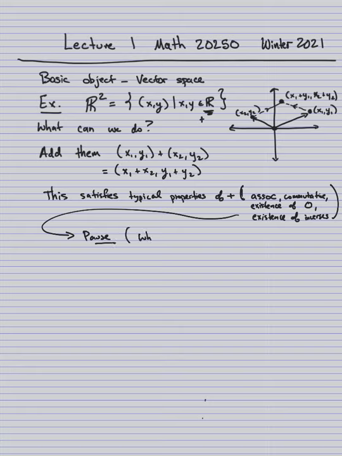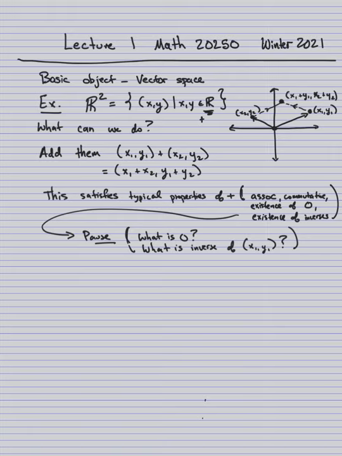Okay, so if you want to think about this, let's say pause and think: what is zero? In other words, what is the pair (x, y) so that when you add that to any other value, it stays the same? Okay, so what does 0 mean? And what is the inverse of (x1, y1)? In other words, if I take a vector (x1, y1), what do I add to it to get 0?